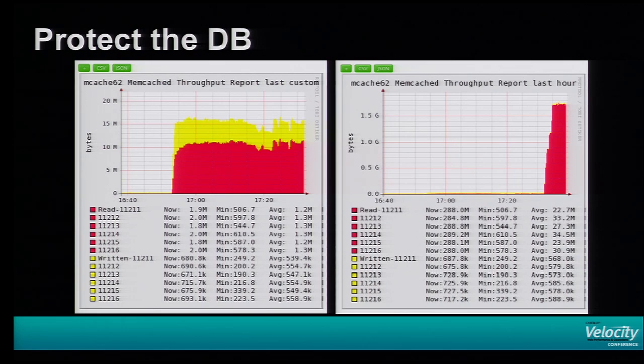Well, this differential here, that big red thing that you see on the right, that's what Memcache is adding to your architecture and saving your database. If you didn't have Memcache, you could do all the stuff that's on the left. With Memcache, you could actually do all the stuff that's on the right. It's incredibly powerful to be able to see this stuff happen right in front of your eyes.